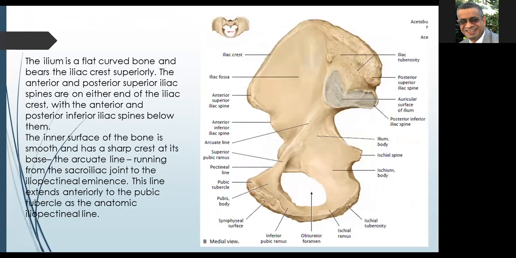The ilium is a flat, curved bone and bears the iliac crest superiorly. The anterior and posterior superior iliac spines are on either end of the iliac crest, with the anterior and posterior inferior iliac spines below them. The inner surface of the bone is smooth and has a sharp crest at its base, the arcuate line, running from the sacroiliac joint to the iliopectineal eminence. This line extends anteriorly to the pubic tubercle as the anatomic iliopectineal line.